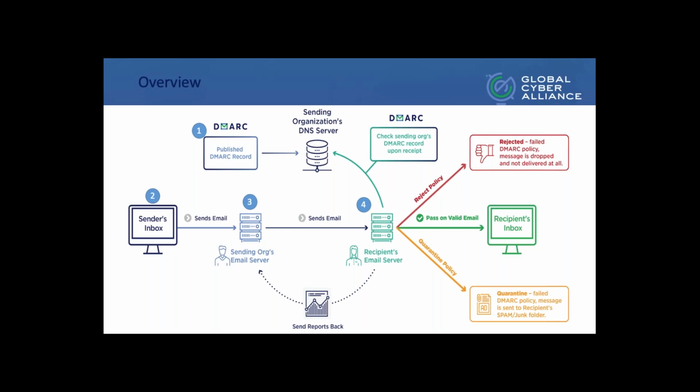It's going to do SPF checking. It's going to do DKIM checking. It's going to check for alignment for both of those to see if the alignment is in place, and then follow your policy on how to handle the messages if they pass or if they fail.